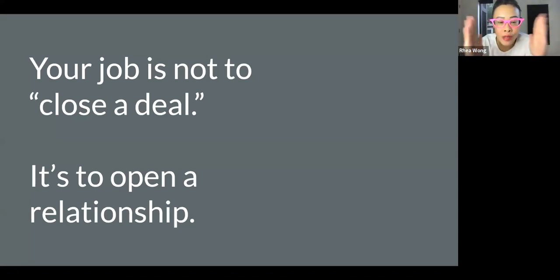Your job is not to close a deal, it's to open a relationship. If I can do nothing else here today, it's to get you out of this transactional mindset. We don't talk to donors as if they're numbers, we talk to them like they're people. We realize that we are cultivating a relationship.